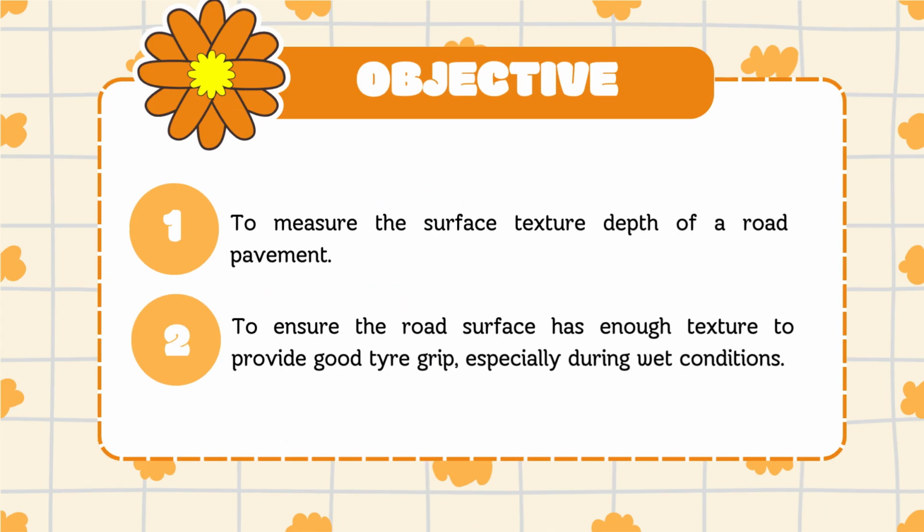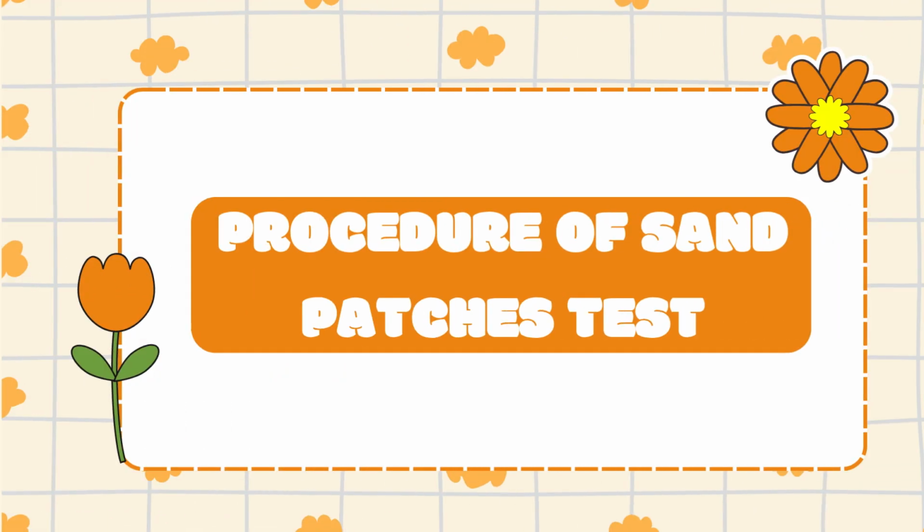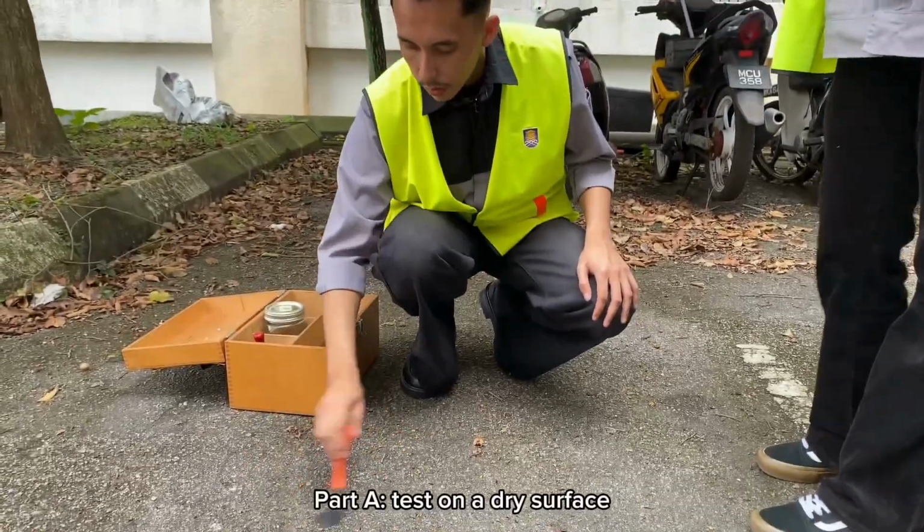The objective of the sand patch test is to measure the surface texture depth of a road pavement, and the second one is to ensure the road surface has enough texture to provide good tire grip, especially during wet conditions. The procedure of the sand patch test. Part A. Test on a dry surface.